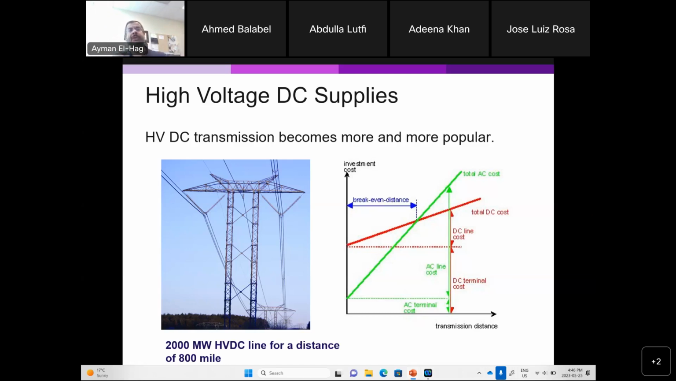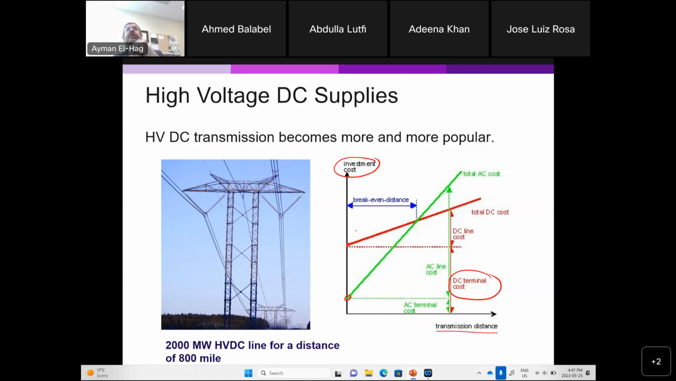Now, the cost of the system is higher as a starting infrastructure. If you look at this curve, the y-axis is the cost, and the x-axis is the transmission link. To start with, this is the DC terminal cost, and here is the AC terminal cost. So the AC is much, much less. Now, as you start to send the power for longer distances, the slope of the DC cost is lower. Why is that?